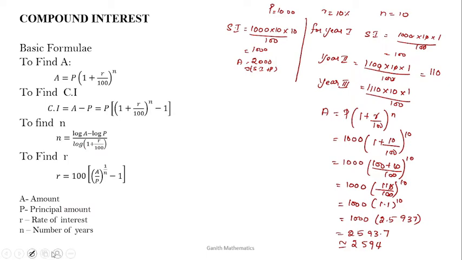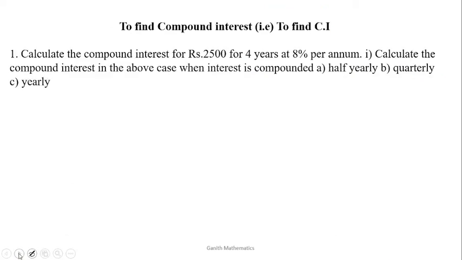So I am going to explain some problems based on compound interest that would help you to understand the compound interest concept clearly. So the first problem, to find the compound interest. Suppose they are giving the principal amount, number of years and rate of interest. Then how will you find the compound interest for half-yearly calculation, quarterly calculation, and yearly calculation?